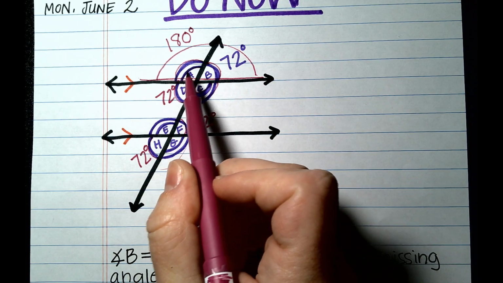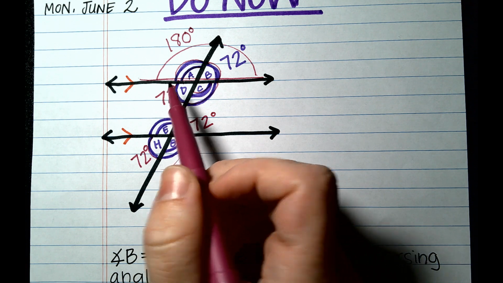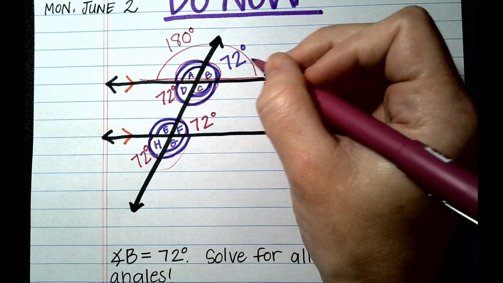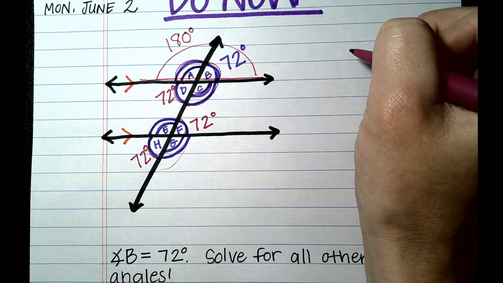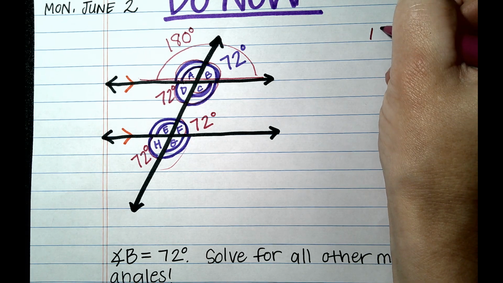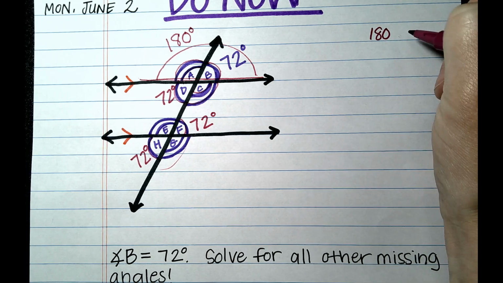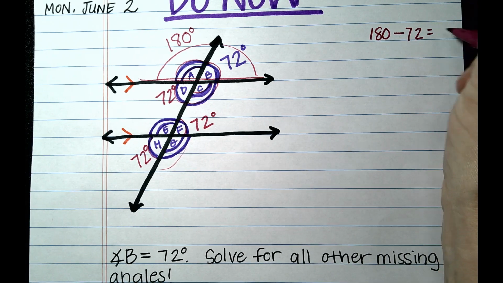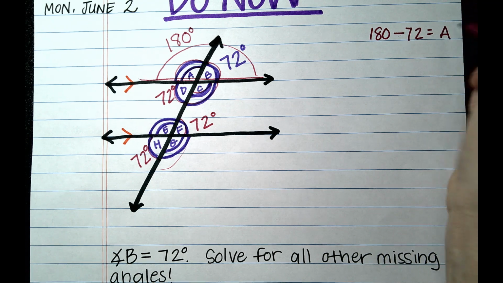How could I solve for angle A using an equation? Erica? You could write it two ways. You could do 80 minus 72 equals A, or you could do 72 plus A equals 180. Yes. Okay, so there's a couple ways.